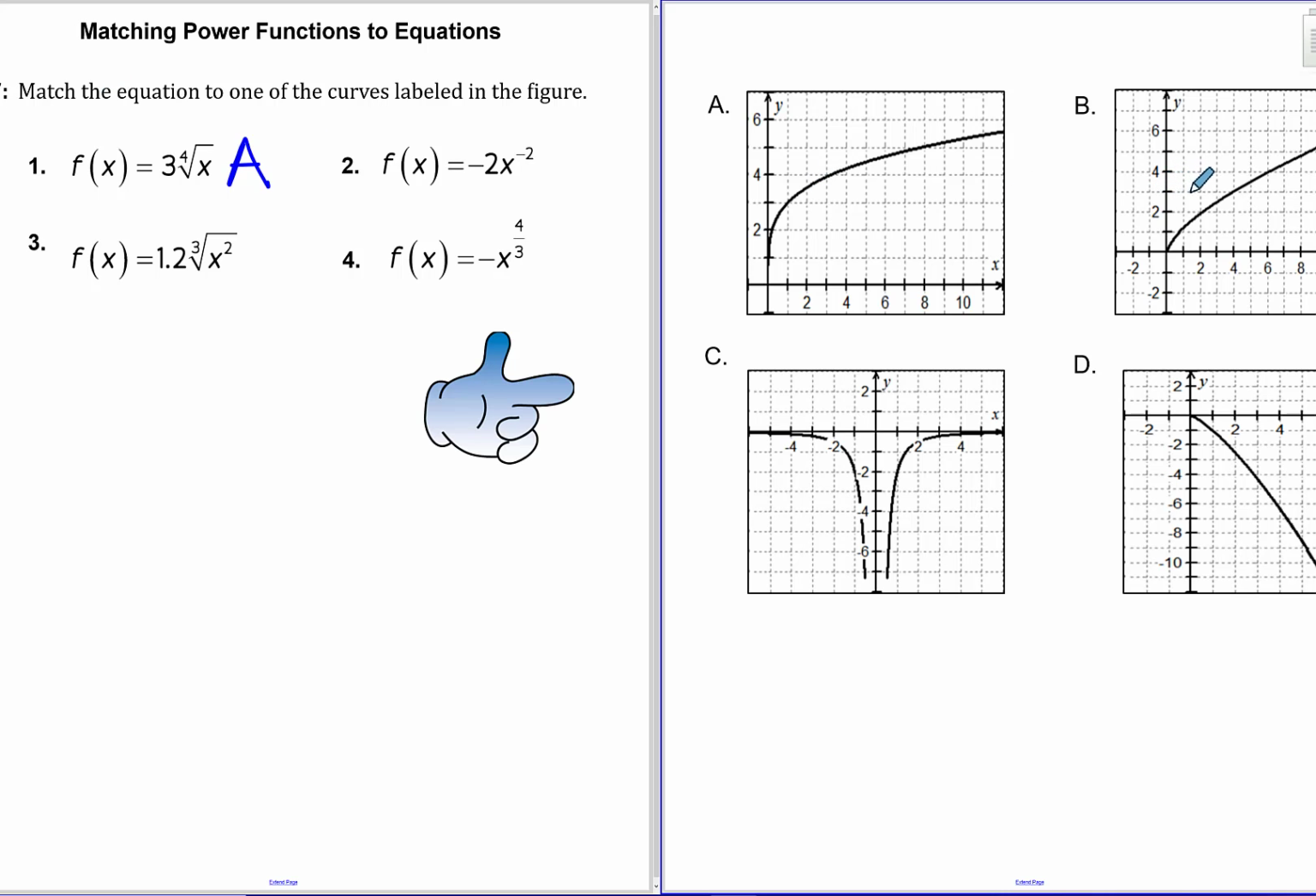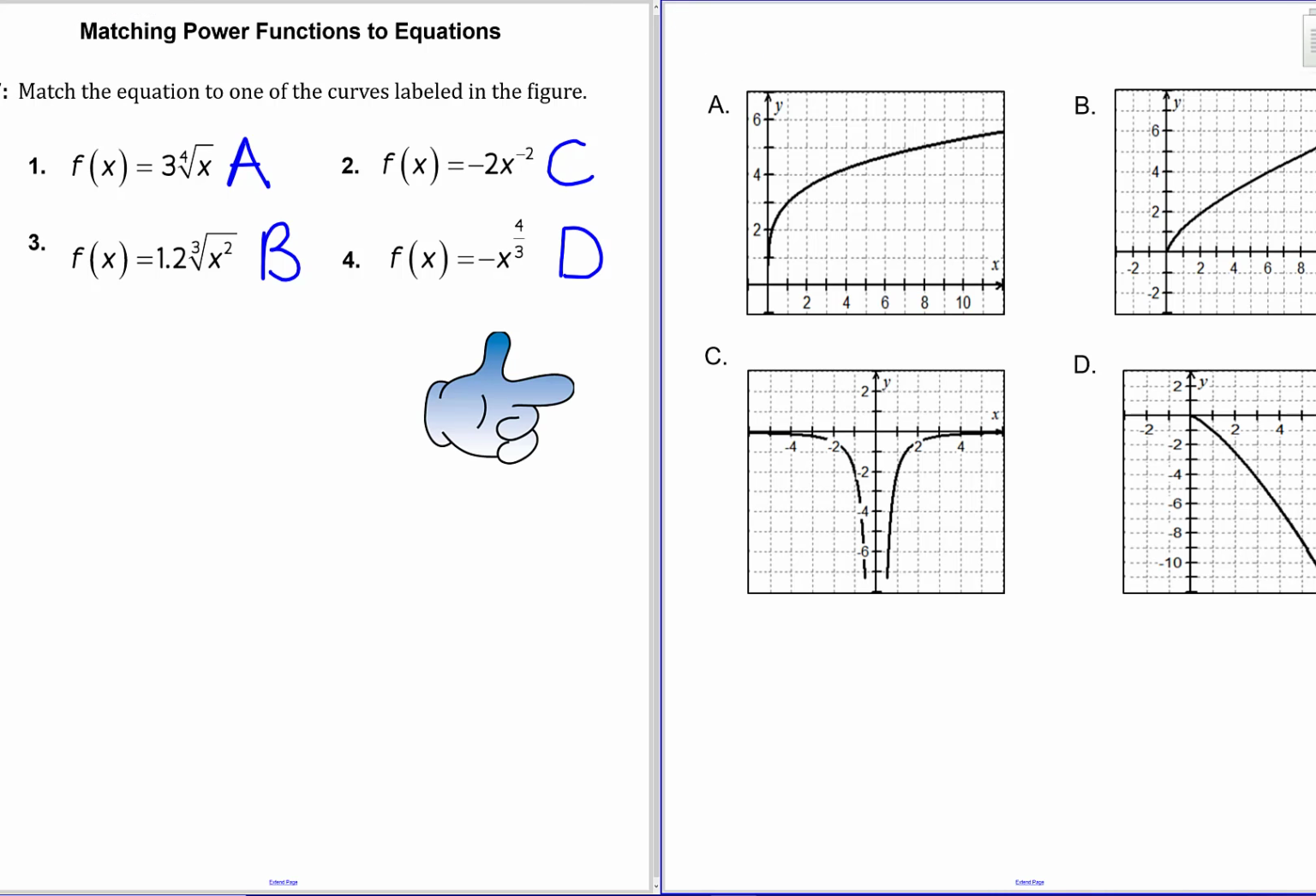Number 2 is a negative, and it's an even function, so this would be C. Number 3 is a 2/3 power and a positive, so that would be letter B. And then by default, the negative would be to the 4/3 power. This would be D. Okay?